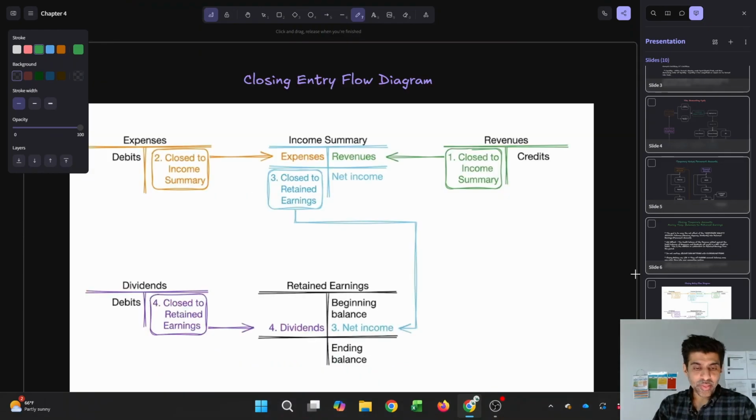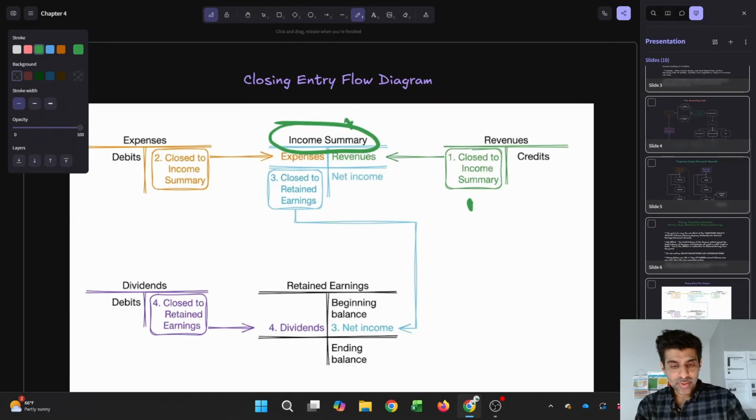This diagram, I think, illustrates everything you need to do for closing, doing these closing entries in one shot. There are 4 journal entries that you need to make, and they're all numbered and color coded here. The first one is debit revenue, credit this temporary account called income summary.